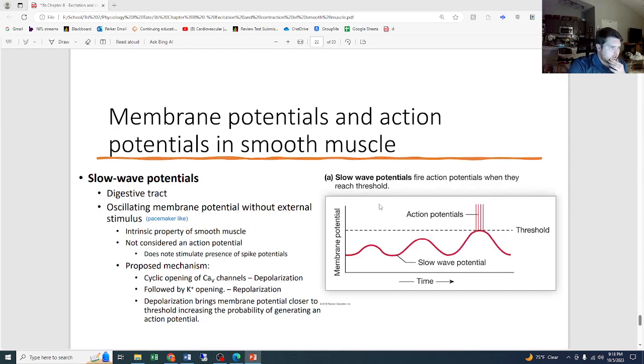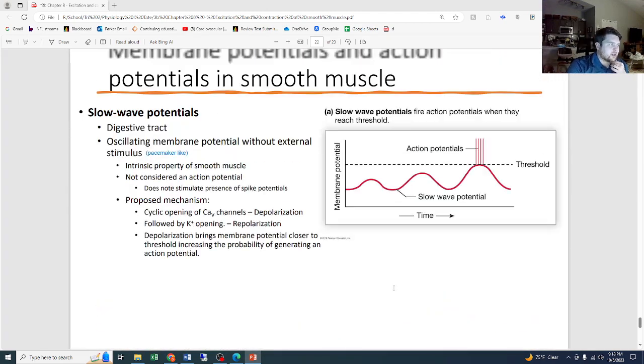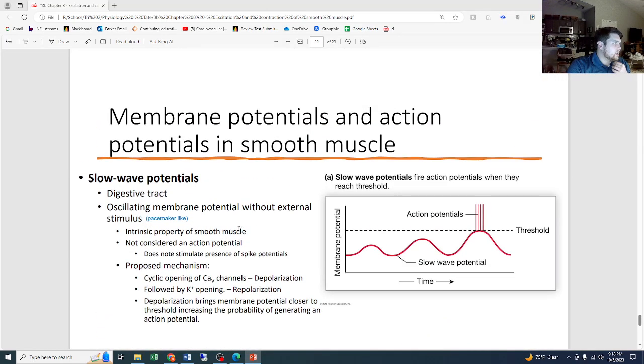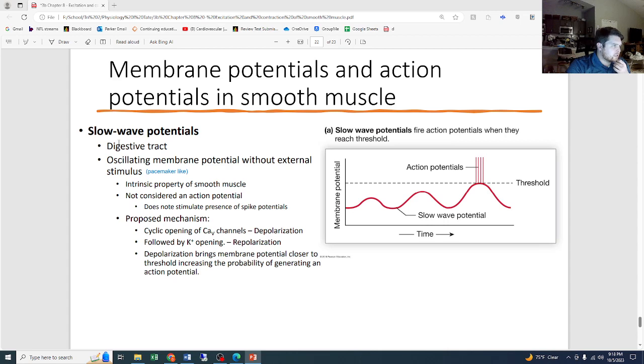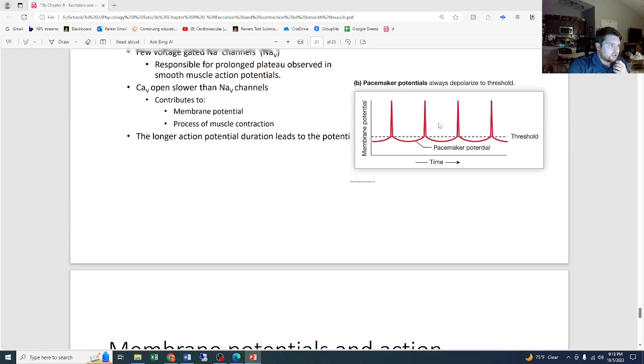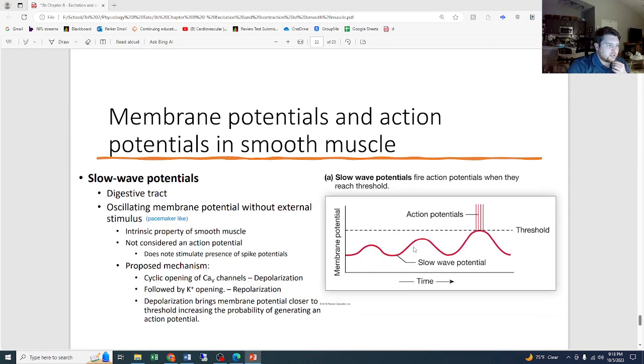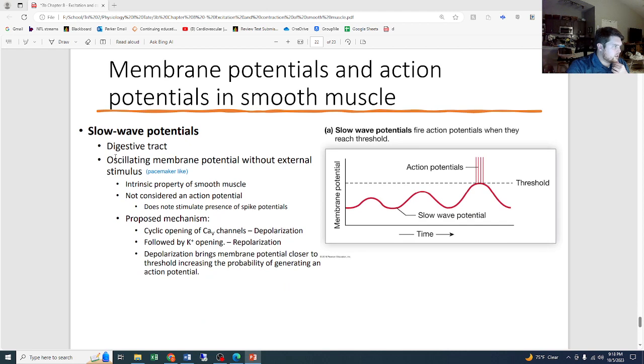I think he has a picture over here. We'll get to this in a sec. The slow wave potentials in the digestive tract. Due to these pacemaker potentials, we get these slow wave potentials. The oscillating membrane potential without external stimulus. The intrinsic property of smooth muscle, it's not considered an action potential.